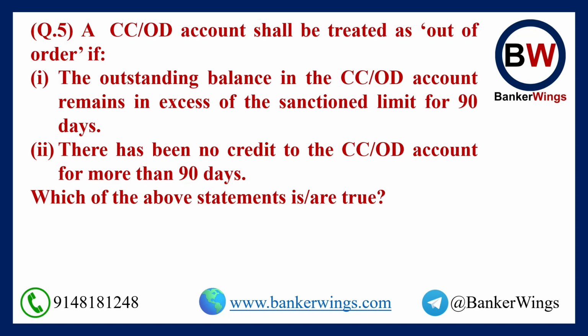For example, let us say you are a borrower and you take a CC loan of 5 lakhs from a bank. You can draw all the 5 lakhs today and pay the entire 5 lakhs tomorrow, and again the day after tomorrow you can draw the 5 lakhs back. So it is a running limit. Such loan accounts are called running limits. Once a CC or OD account is treated as out of order, it will become NPA. So for a CC or OD account to become NPA, what are the conditions?